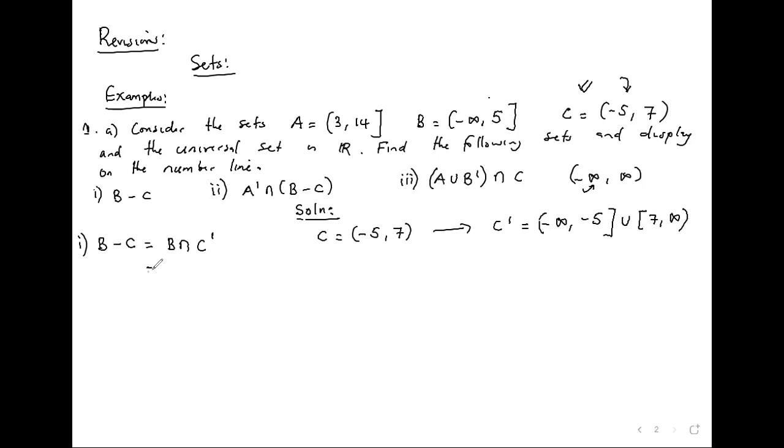So what we'll do is we'll say, okay, what is B intersection C complement? So we have B here, -infinity up to 5. Intersection, C complement is -infinity up to -5, we close, union 7 up to +infinity. What does this mean? So now we want the intersection of this interval and this one.